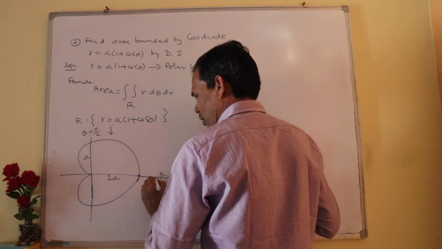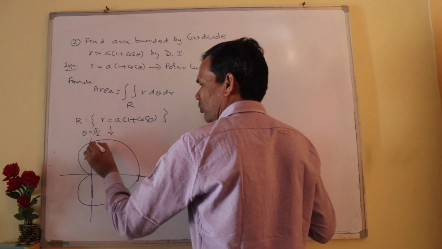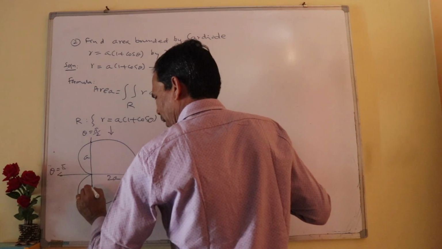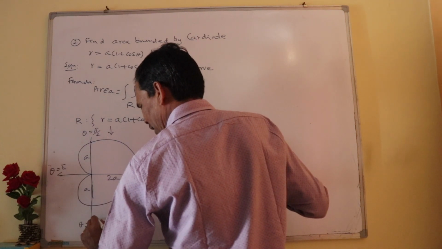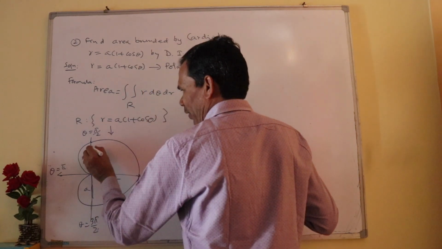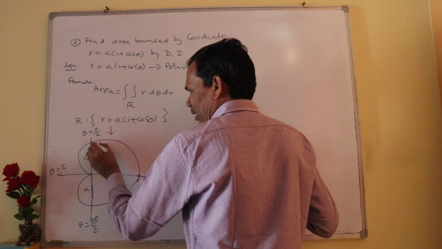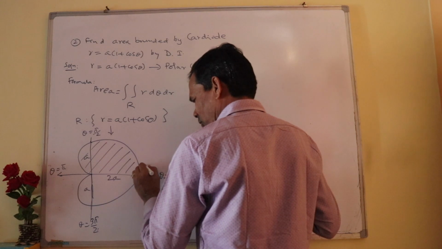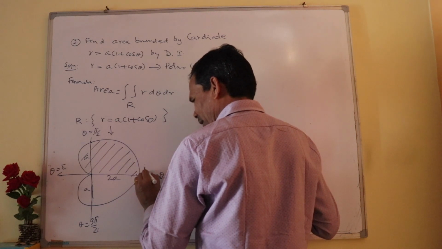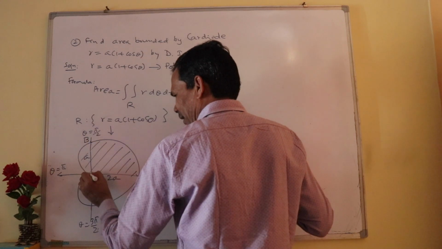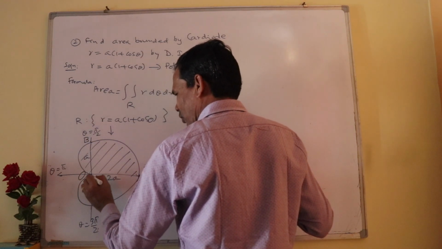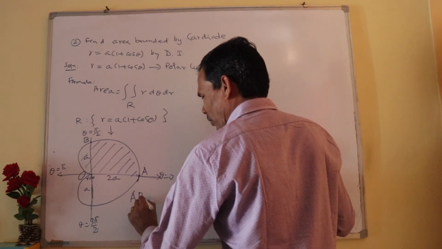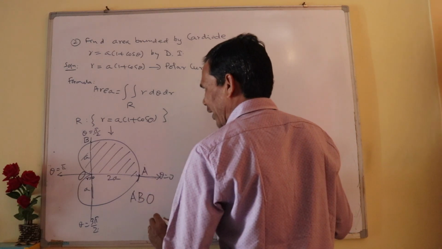For theta equal to 0, r is equal to 2a. Theta equal to pi by 2, r is equal to a. Theta equal to pi, r is equal to 0, and theta equal to 3 pi by 2, again r is equal to a there. So we have to find this area. I just find the area of the upper half and make it 2 times. So this point is say A, this point B, and this point is O, that is the pole, r equal to 0. So I make this A, B, O, and make it 2 times.